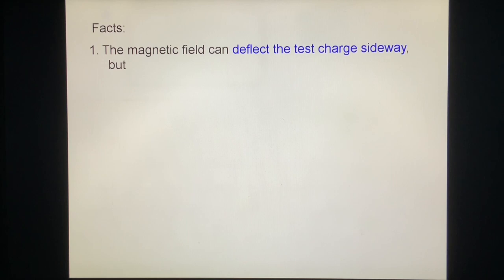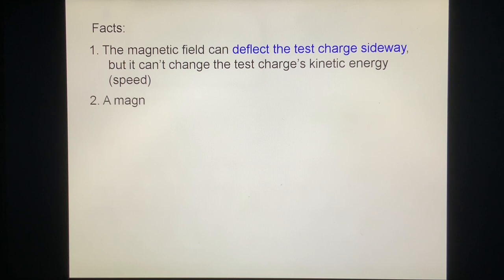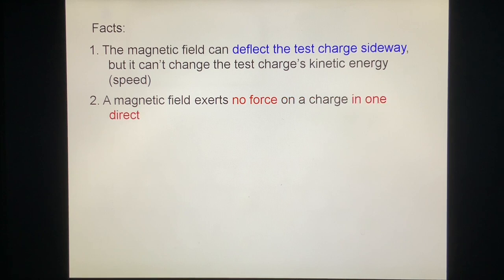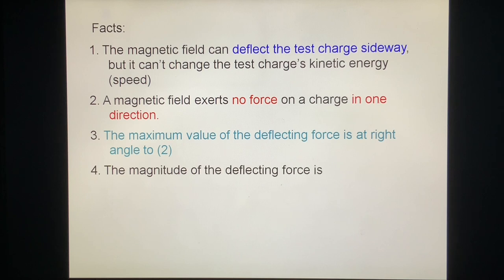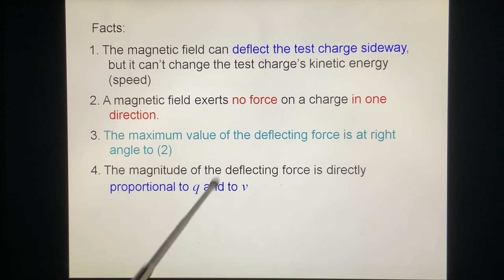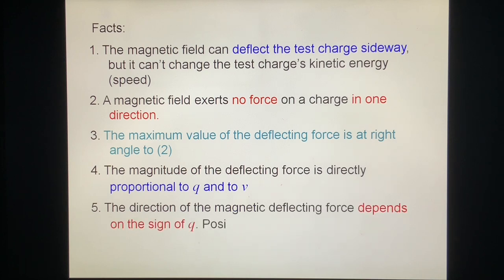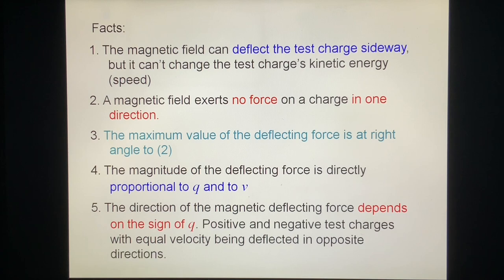The magnetic field can deflect the test charge sideways, but it cannot change the test charge's kinetic energy, the speed. Second fact is, a magnetic field exerts no force on the charge in one direction, only in one direction. Other directions, it does have a force. Three, the maximum value of the deflection force is at right angle to this no-force direction. Four, the magnitude of the deflecting force is directly proportional to q and to v. Five, the direction of the magnetic deflection force depends on the sign of q. Positive and negative test charges with equal velocity are deflected in opposite directions. We see these five facts. Do you remember that? Okay.